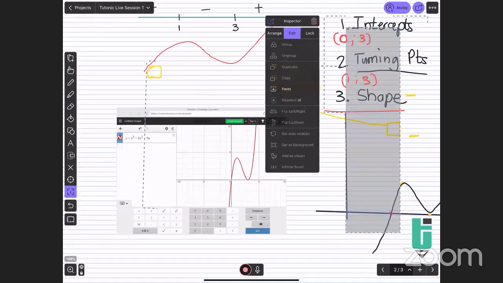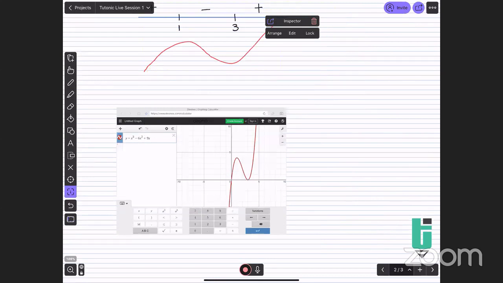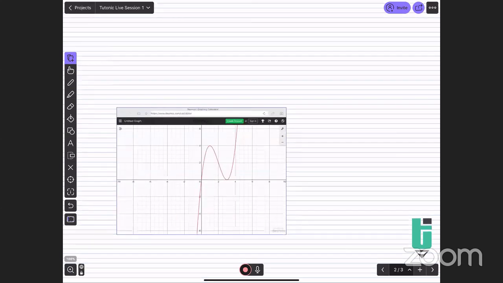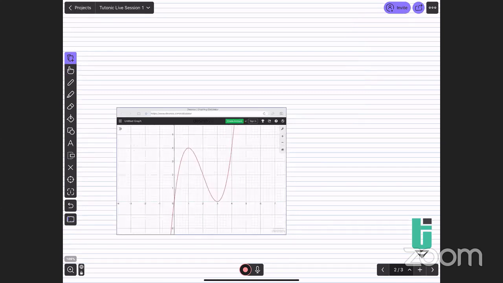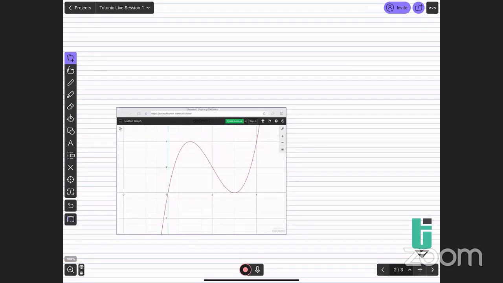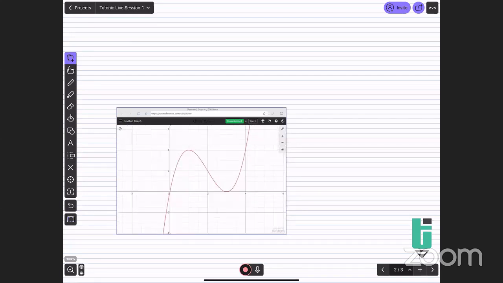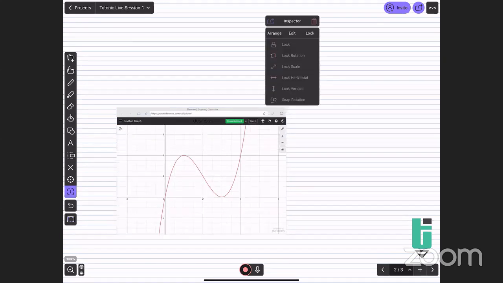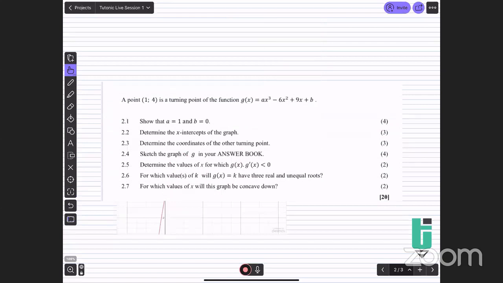So what are the 3 things we need to draw a cubic graph? Intercepts, turning points, and shape. One more time. Nafisa, say it. The intercepts and then the turning points. Yes. And then the shape. As the intercepts, the turning points, then the shape. Okay. Ayan, say it.